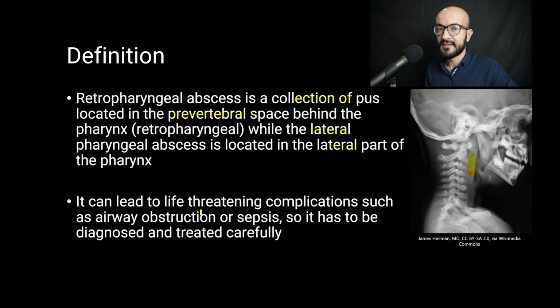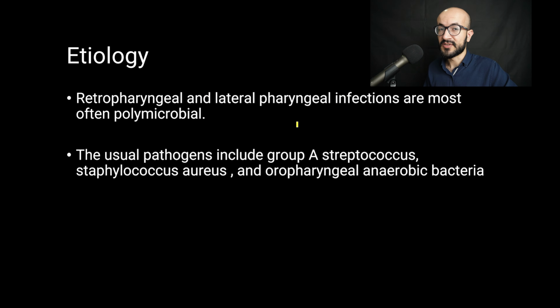Now, both of these can lead to life-threatening complications such as airway obstruction or sepsis, so they have to be diagnosed and treated carefully. Now, these abscesses result from infections that are most often polymicrobial, meaning more than one type of pathogen is involved, and the usual pathogens include group A streptococci, Staphylococcus aureus, and oropharyngeal anaerobic bacteria.